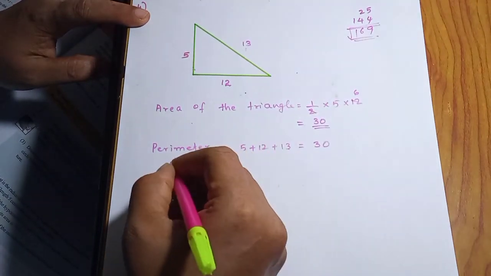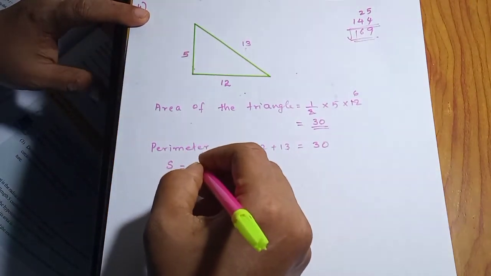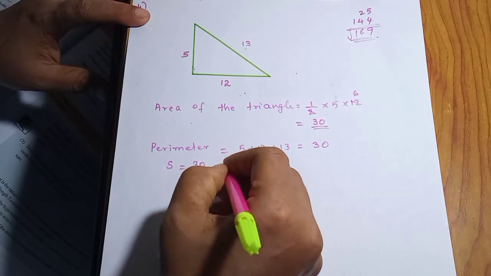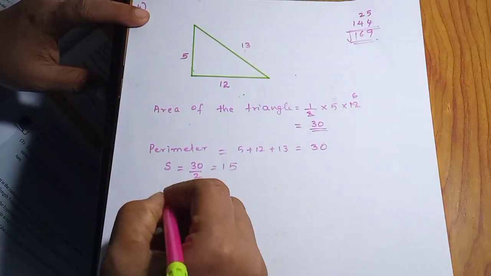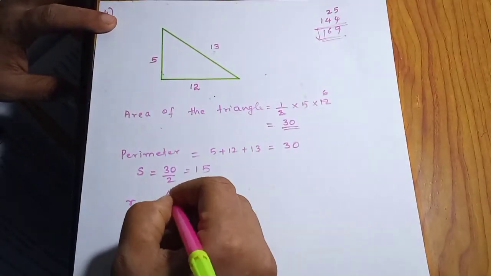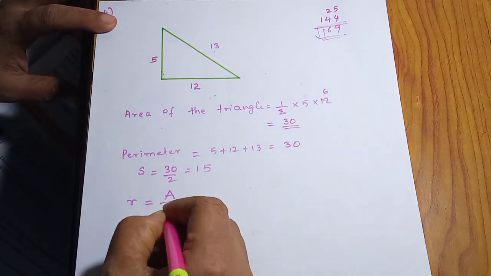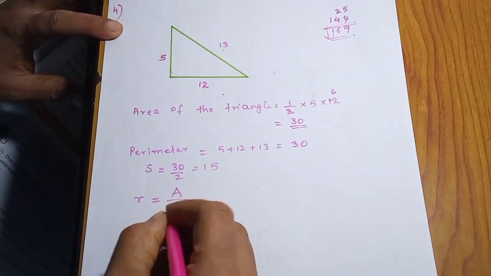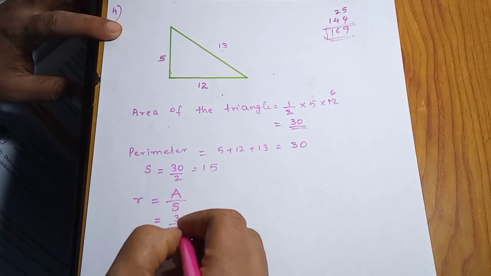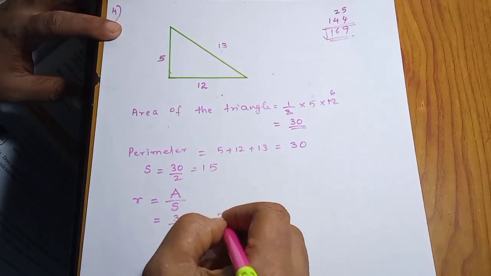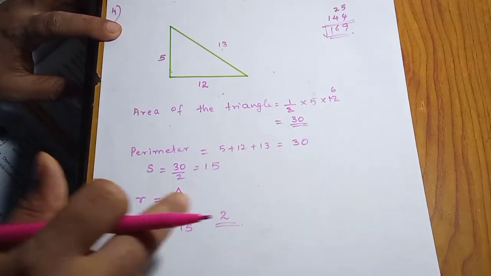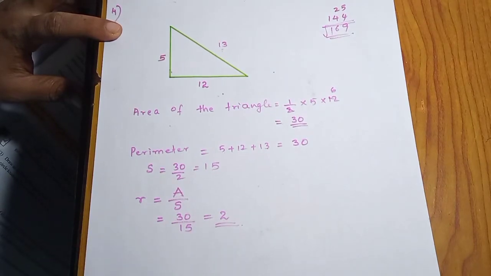Okay, then we know that s is equal to half of the perimeter. Then that is equal to 30 divided by 2, which is equal to 15. And we know that the radius of the incircle of any triangle is equal to the area of the triangle divided by half of the perimeter. So that is equal to, area is 30 and half of the perimeter is 15. So 30 divided by 15 is equal to 2 centimeter. So the radius of the incircle is equal to 2 centimeter.